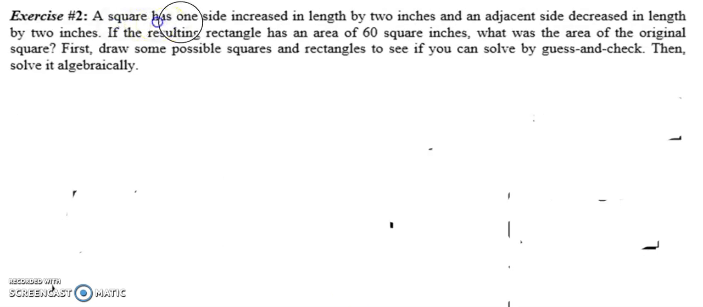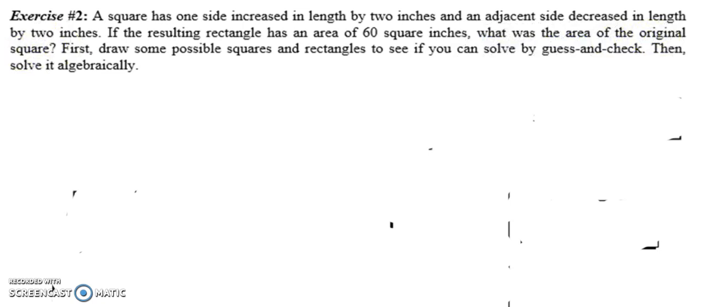It says a square has one side increased in length by 2 inches and an adjacent side, that means next to, decreased in length by 2 inches. If the resulting rectangle has an area of 60 square inches, what is the area of the original square?